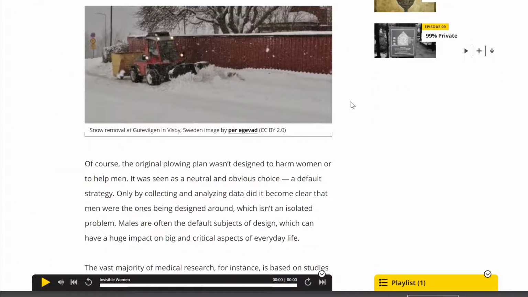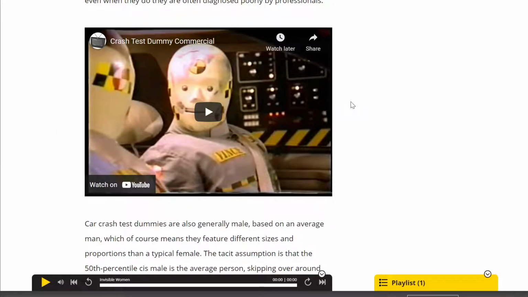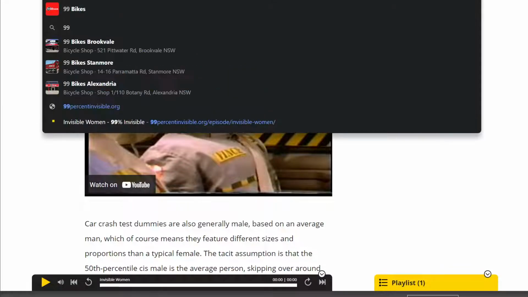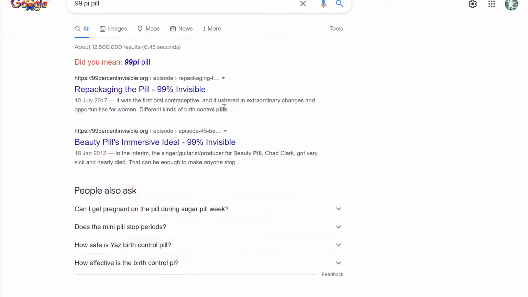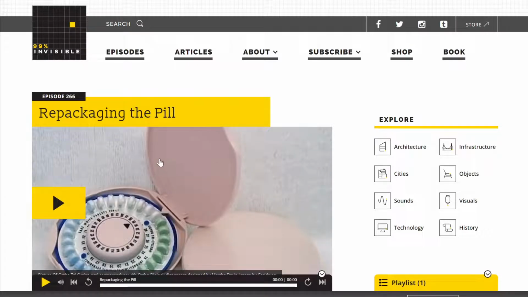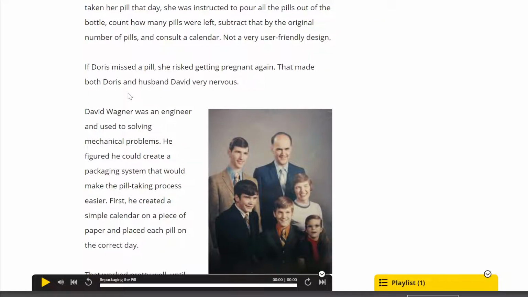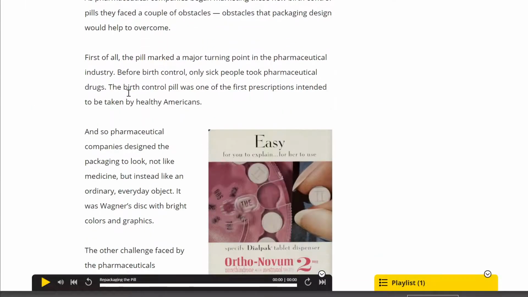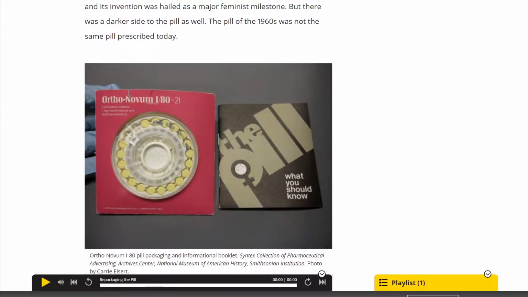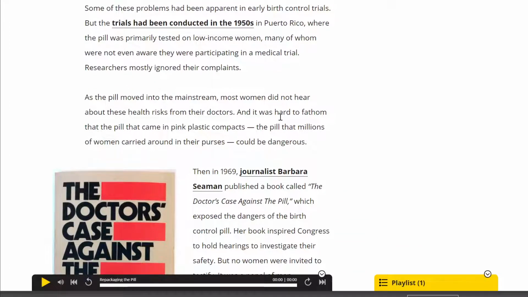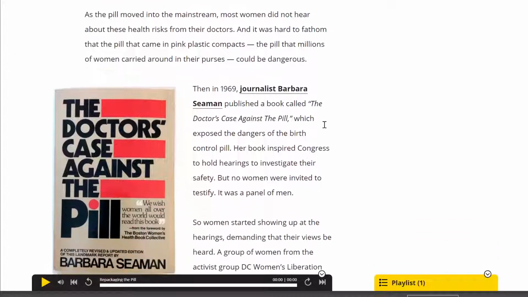It talks about how there's no female crash test dummy, so women are far more likely to be injured in an accident than men, partly because the design doesn't consider women. But they also have one on the pill, which is probably the most commonly taken medication in the world. They also talk about testing, that most medical treatments test on men because it's easier to get consistent results, since there's not this variation over the course of the month that we have for women.